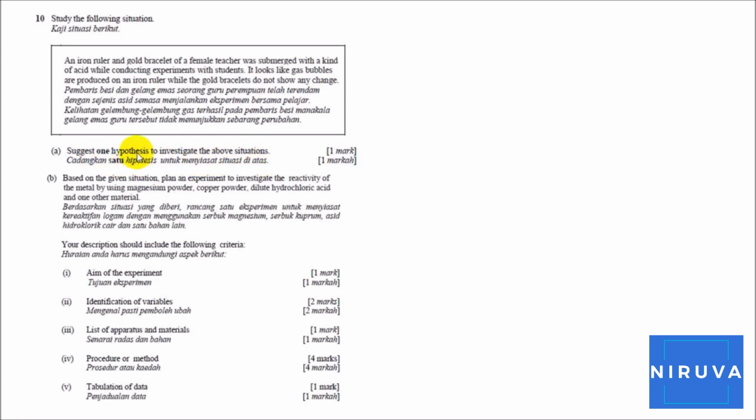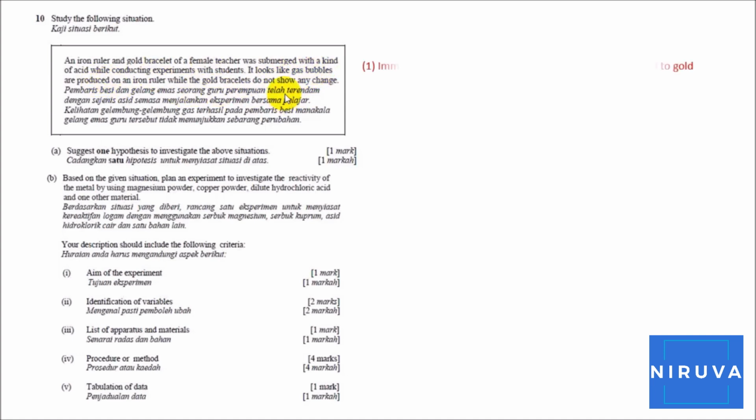To construct a hypothesis, it is based on the relationship between the manipulated variable and the responding variable. From the statement, the manipulated variable is the type of metals immersed in the acidic solution, which is the iron ruler and also the gold bracelet, while the responding variable is the reactivity or the presence of gas bubbles produced.